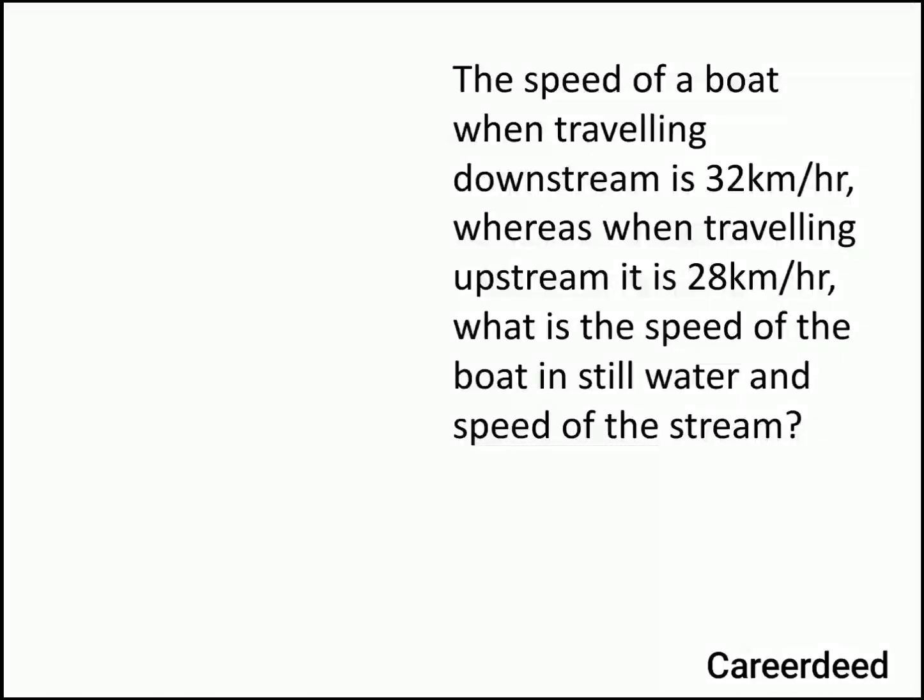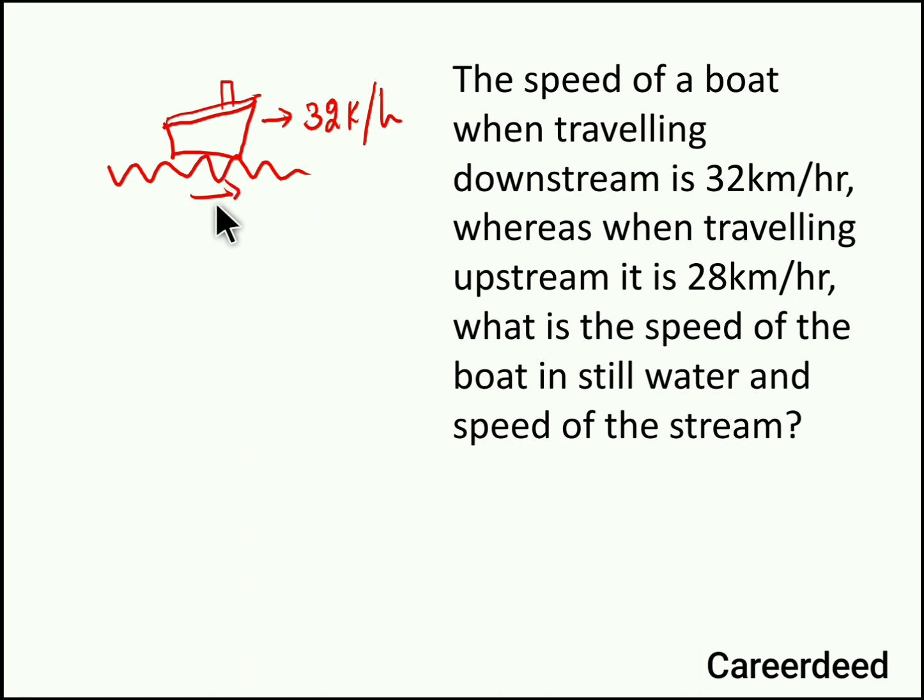The speed of a boat when traveling downstream is 32 km per hour, whereas when traveling upstream it is 28 km per hour. What is the speed of the boat in still water and the speed of the stream? Now, the speed of the boat in downstream is 32 km per hour. So when the boat moves along the stream, it's 32 km per hour. And when the boat is moving against the stream, we call that upstream, which is 28 km per hour.